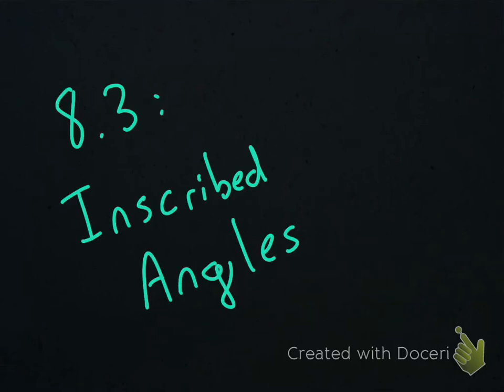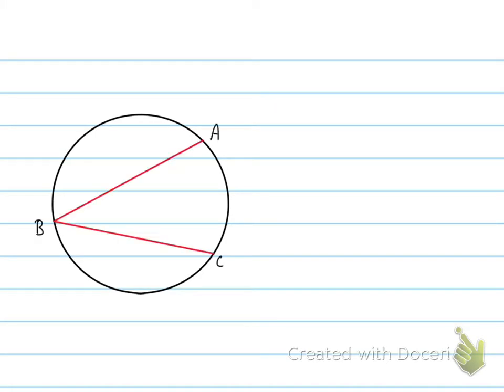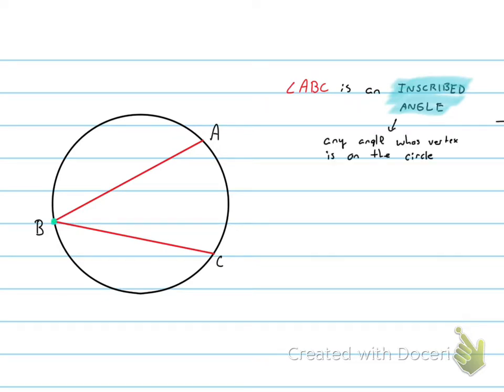In section 8.3, we're going to be talking about inscribed angles. So if we have a circle and we have an angle that looks like this, we would call angle ABC an inscribed angle. And what that means is that an inscribed angle is basically just any angle whose vertex is on the circle.